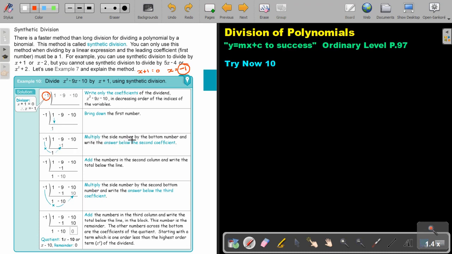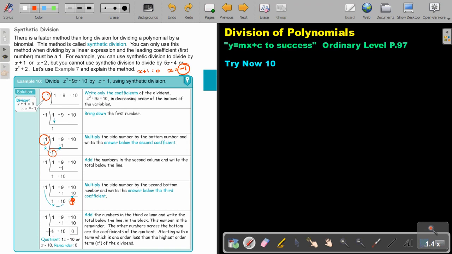Then multiply the side number by the bottom number, meaning multiply this by this, okay? And write the answer below the second coefficient. So basically I'm just going to multiply and write it down. And then I'm just going to do normal addition and subtraction. So negative 9, negative 1, if the signs are the same, keep the sign and add the numbers. And then I'm going to do that again. Multiply the side number by the second number. So you're just going to say negative 1 times negative 10. Every time I multiply and I write the answer there, and it's 10. And if I subtract that, I get 0. Do you see? I get a 0 there.